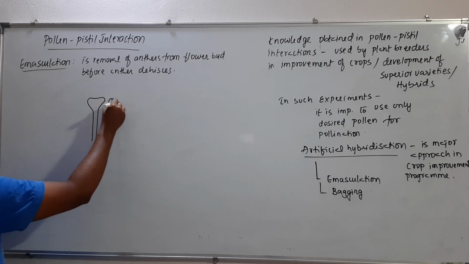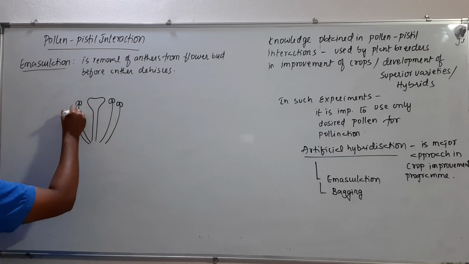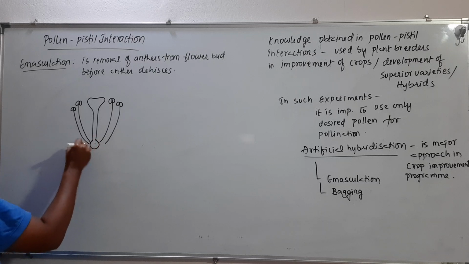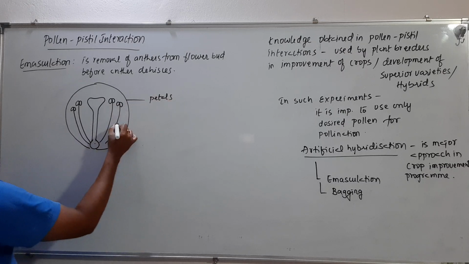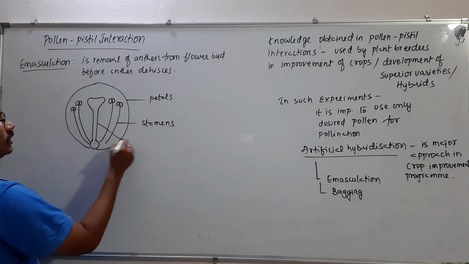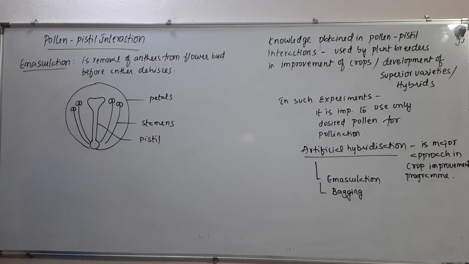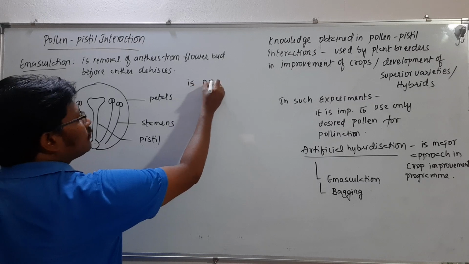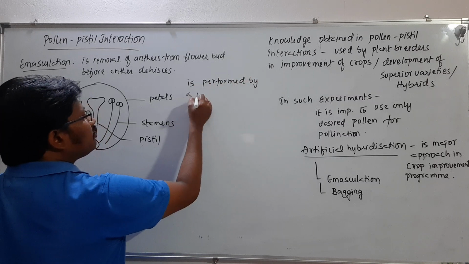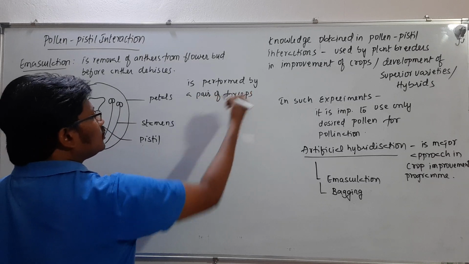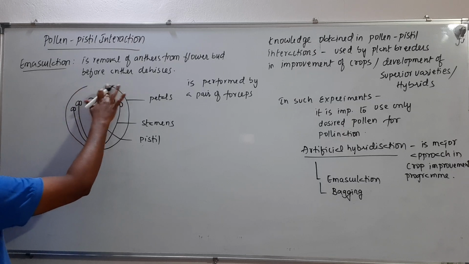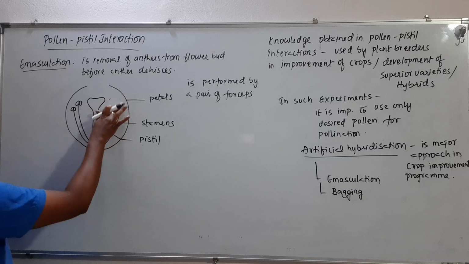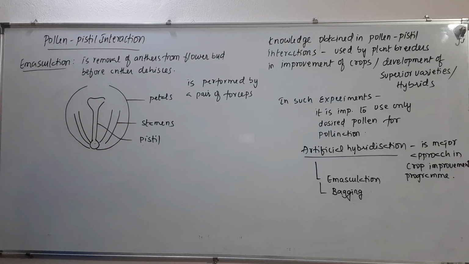So we have here anthers, and the flower is not yet open, so it is completely closed. These are petals, these are stamens, and this is a pistil. This process of emasculation is performed by a pair of forceps. With the help of forceps they carefully keep the petals aside and then completely cut out these anthers. They remove the anthers and leave the flower in this way.